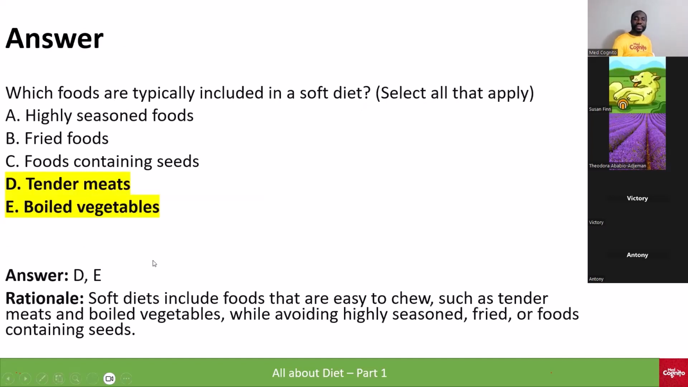And what's the answer? Typically included in a soft diet are tender meats and boiled vegetables, D and E. We learned this in the class. Soft diets include foods that are easy to chew, such as tender meats and boiled vegetables, while avoiding highly seasoned, fried, or foods containing seeds. That is the essence of soft diets.